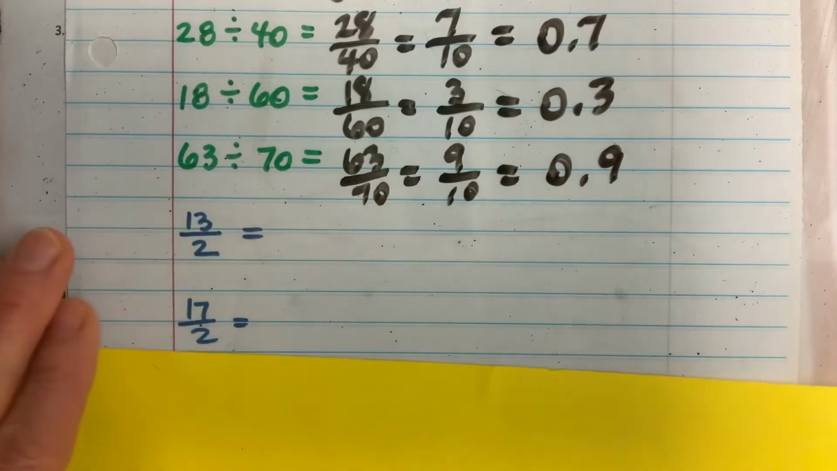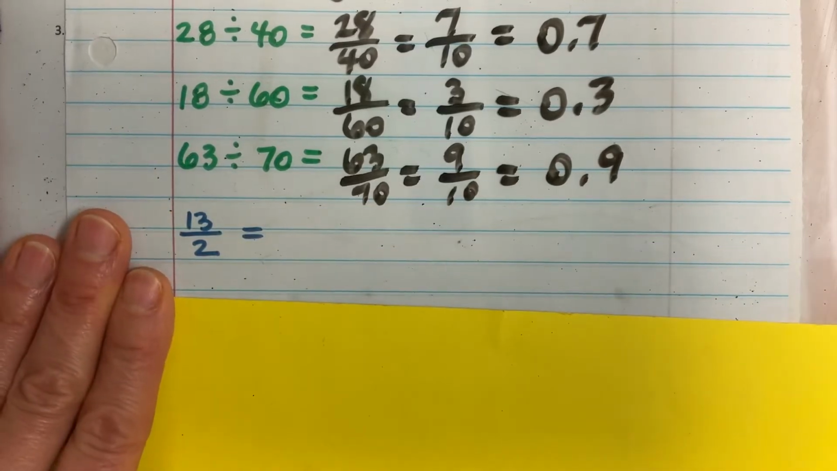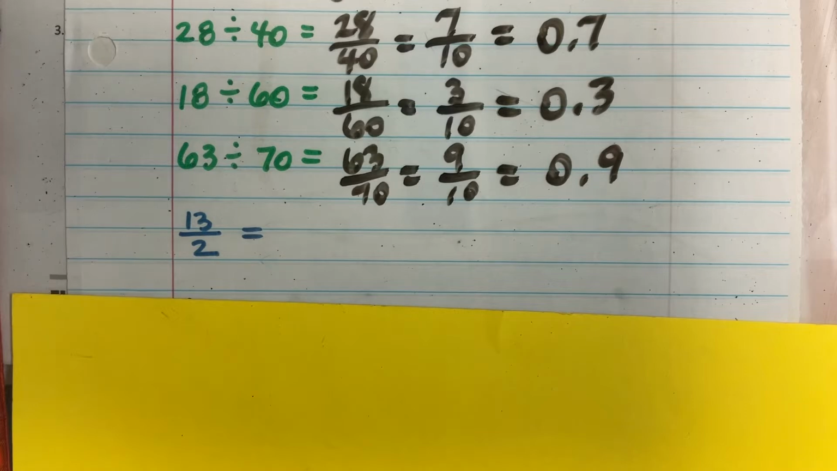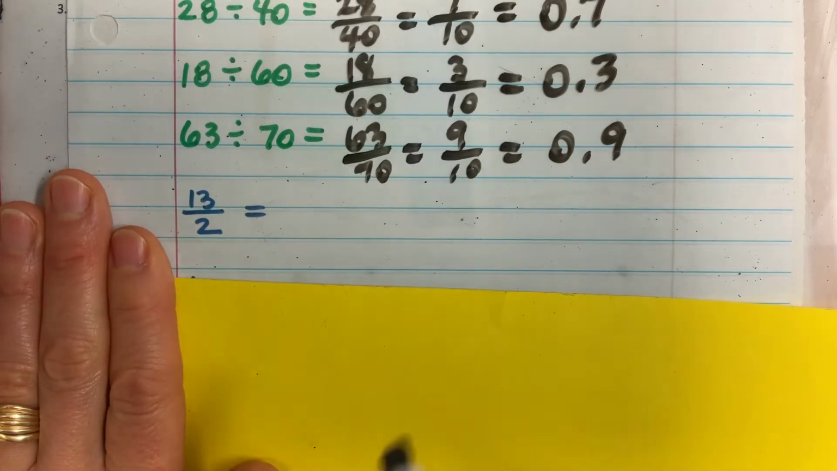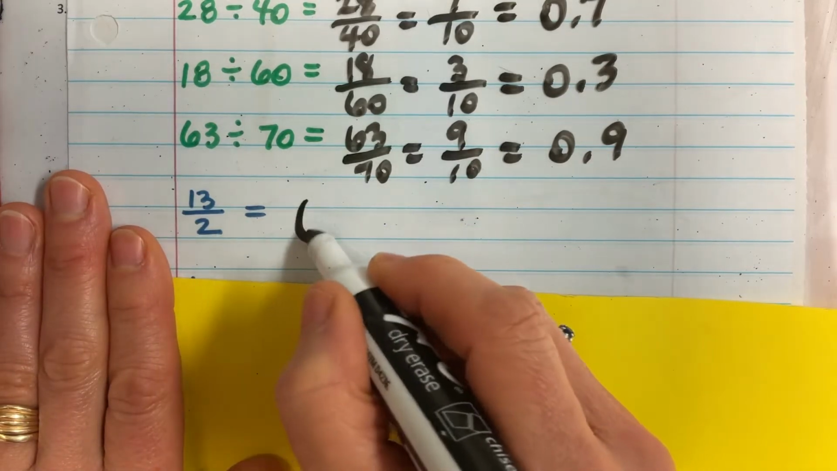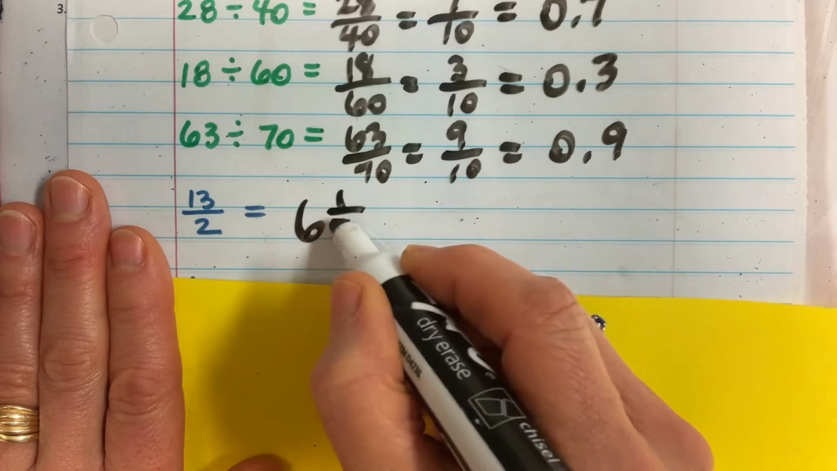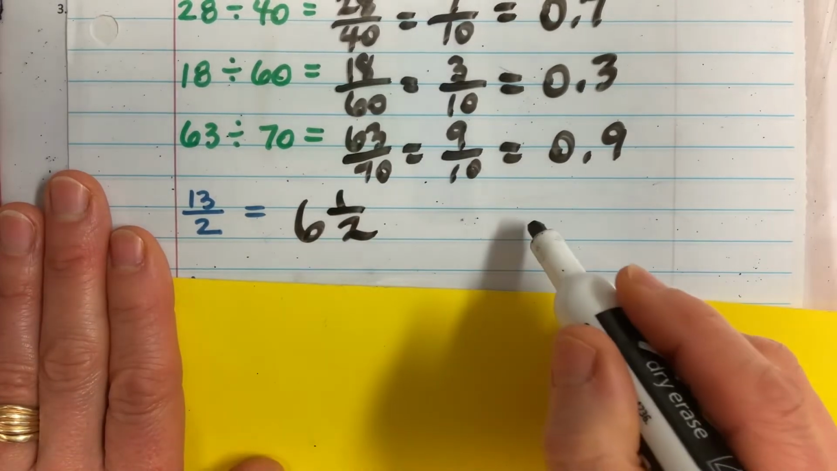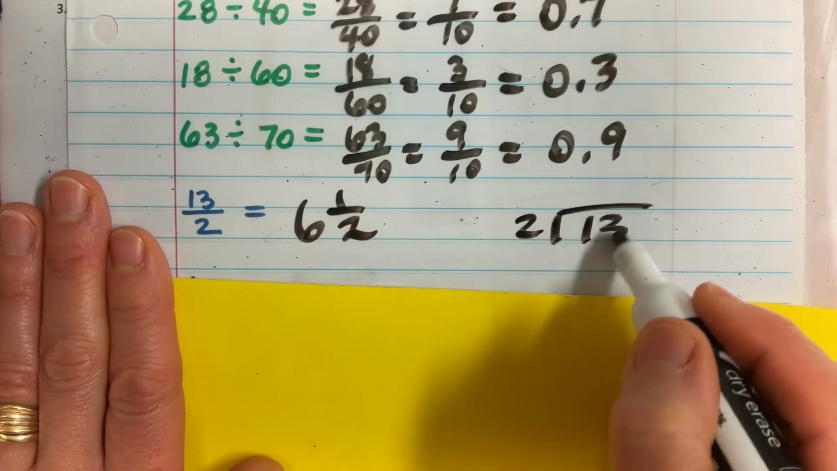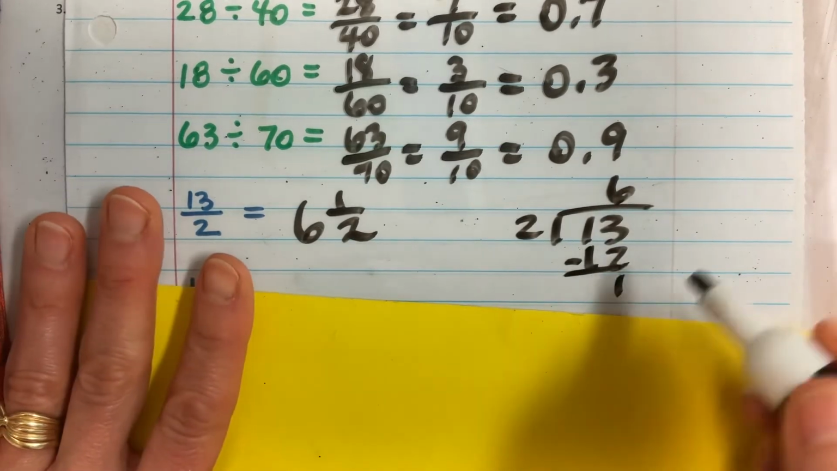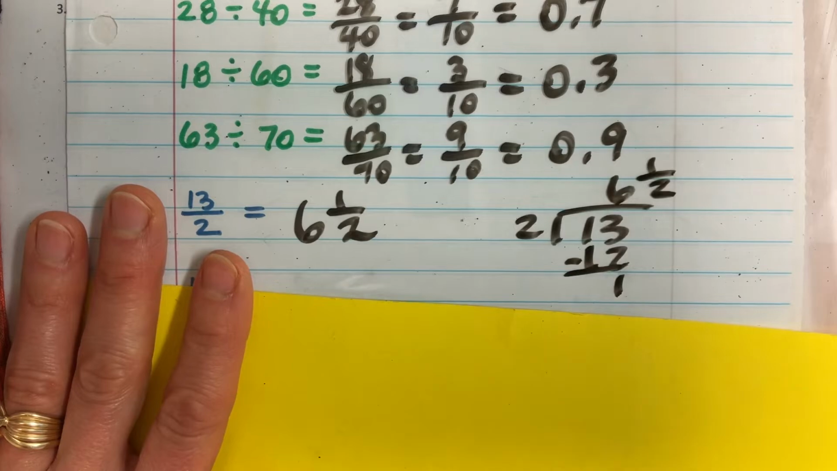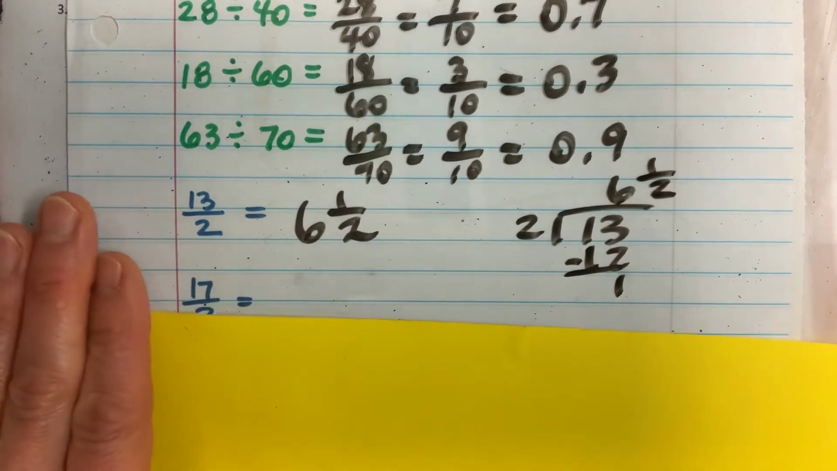Okay, last warm up. If I have 13 halves, what's another way to write 13 halves? That is improper. How can I make that a mixed number? Remember, 2 divides into 13 6 times with 1 left over, 6 1/2. Okay, again, if you need to do this off to the side, that's okay. You would do that, okay? But if you can do it mentally, that would be great.